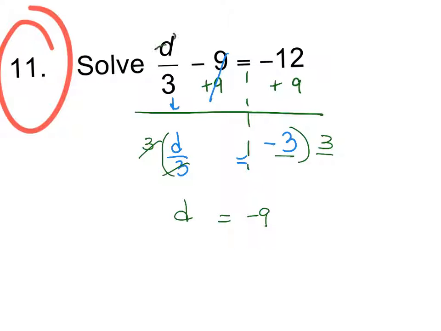Again, you could check your work. Negative 9 divided by 3 is negative 3, and negative 3 minus 9 is negative 12, so I know that that's correct.